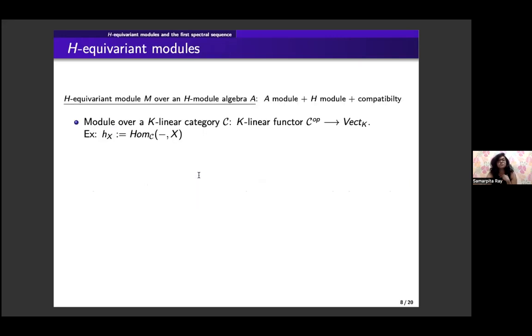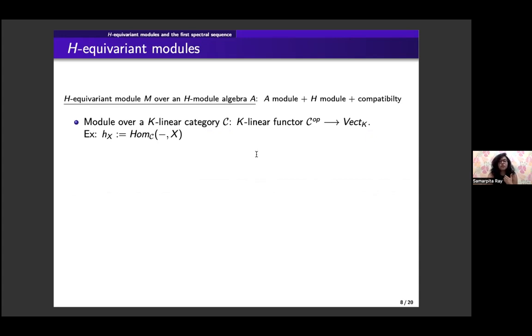Okay, so now I want to talk about H-equivariant modules. By H-equivariant modules, I mean the modules that I'm going to consider on these H-categories. From the algebra perspective, on the base case, if you consider a Hopf module algebra, the classical definition of an H-equivariant module is a module which is also an H-module with some compatibility. So now the categorified version.